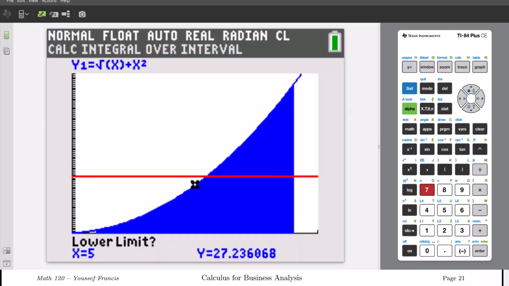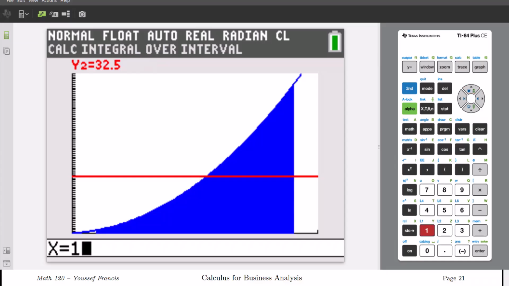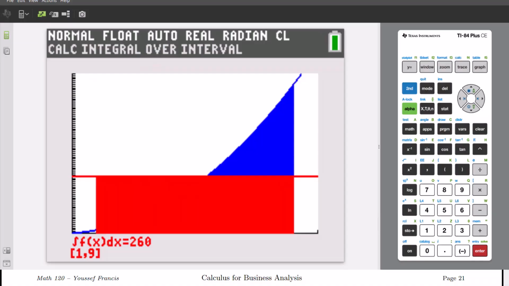Lower limit, I want to be on the red curve first, and the lower limit is going to be 1, and the upper limit is 9. And so you can see this is 260, just like the previous one said 260. So they both contain the same area.